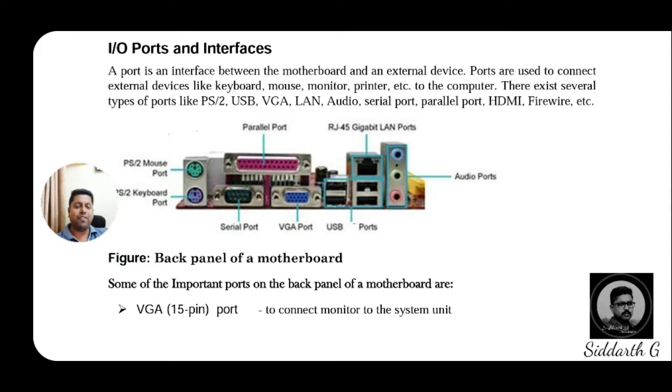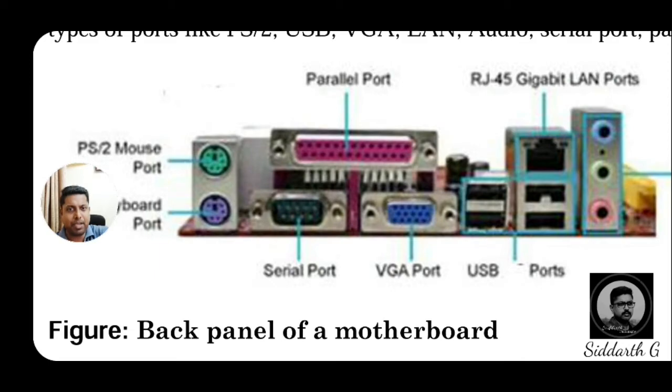IO ports and interfaces. If you are able to see the back panel of the CPU, these are the classifications of some devices, which we call IO ports and interfaces. Interfaces means communication. These are devices like PS2, USB, VGA, LAN, audio ports, serial ports, parallel ports, HDMI, and FireWire port, etc. I will show you a clear picture.